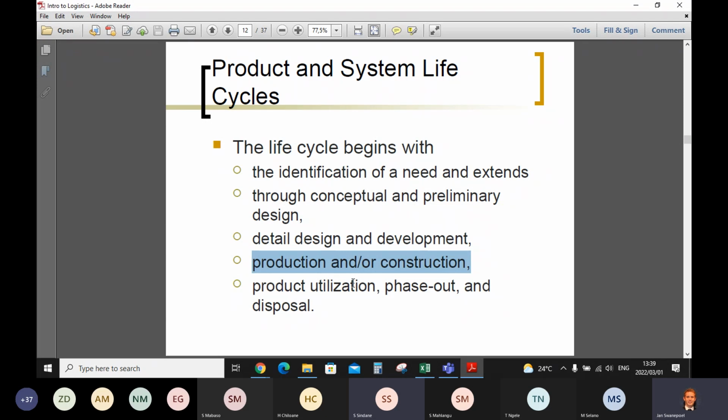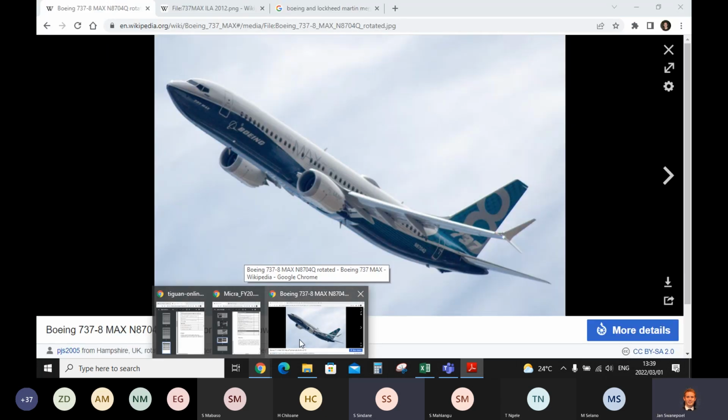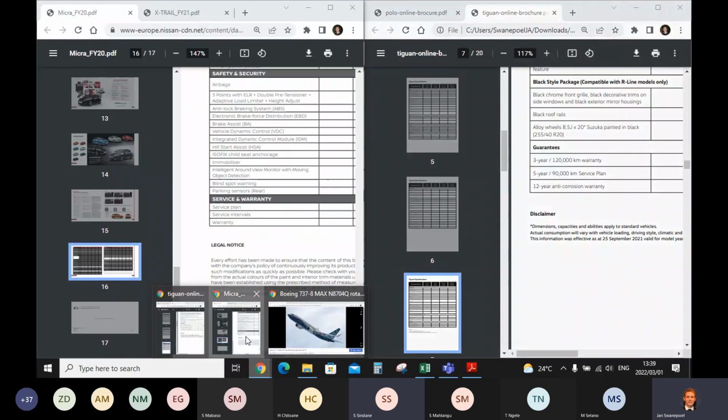And here's the part that most people forget. Product utilization, phase out, and disposal. What does product utilization mean? And that's where I want to get at. Now, I think I'll do the Boeing last, just to shock you guys. Okay, so let's go to these examples.